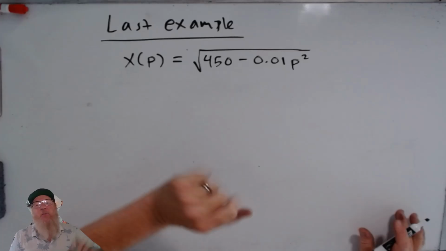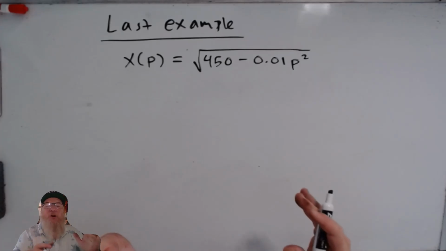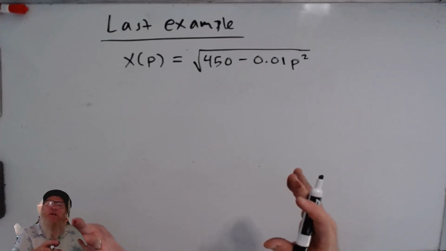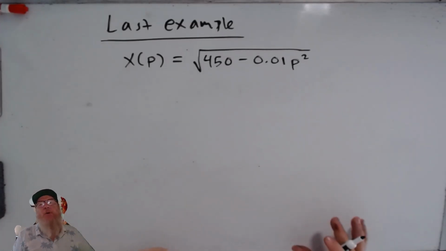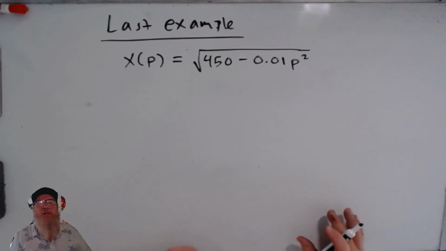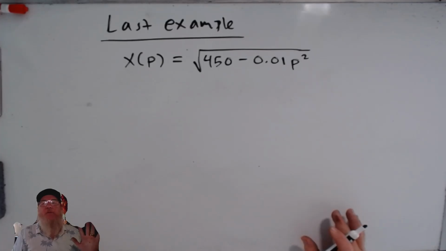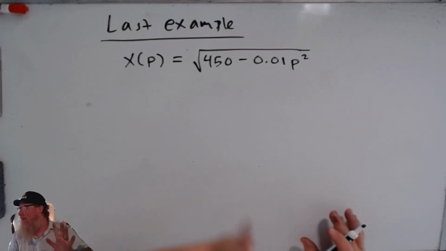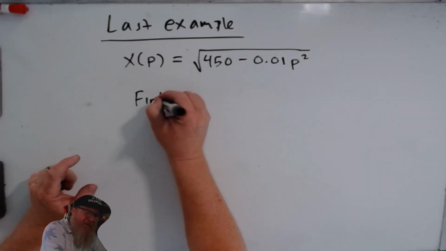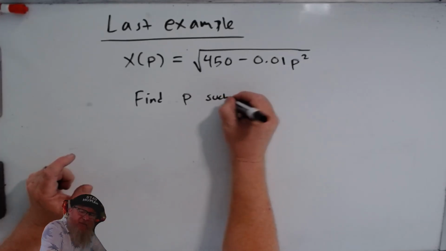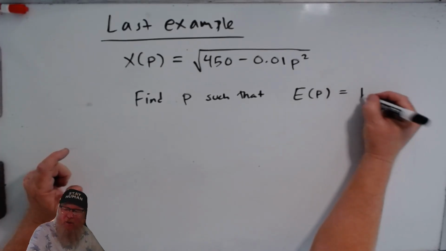I'm not going to get into the weeds on the graph, all right? It's sort of like a curved edge of an ellipse, which is kind of a stretched out circle, if you really wanted to put it into Desmos or something to see what the graph looks like. But I'm not going to get into that. I'm just going to do the math. And I'm going to ask you exactly what you need to know, which is to find P such that E of P is equal to 1.